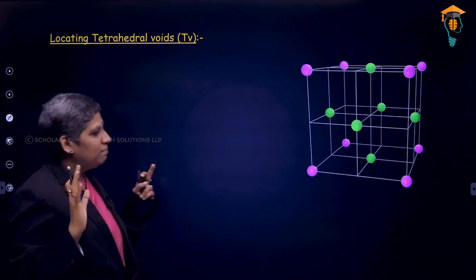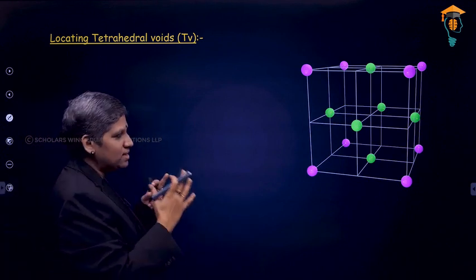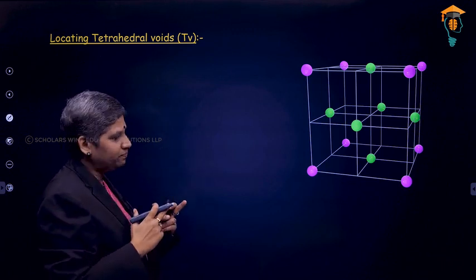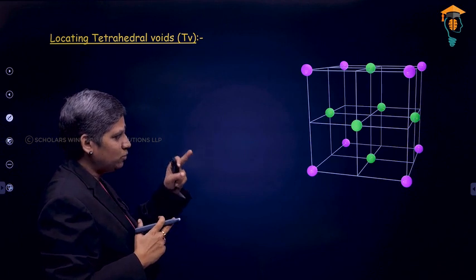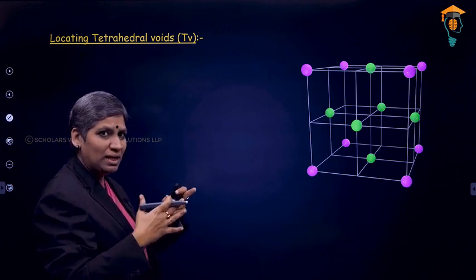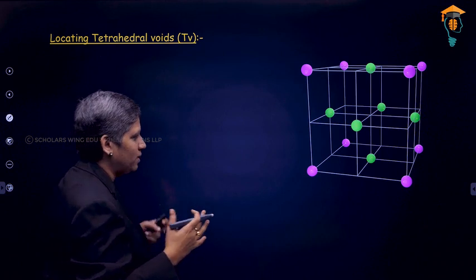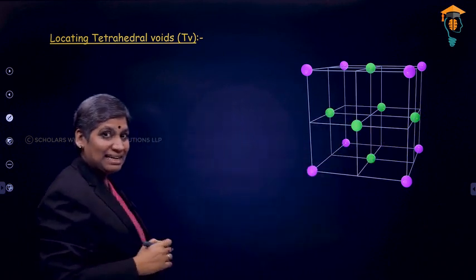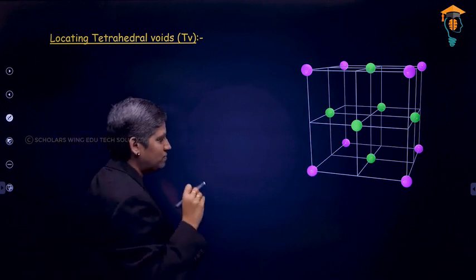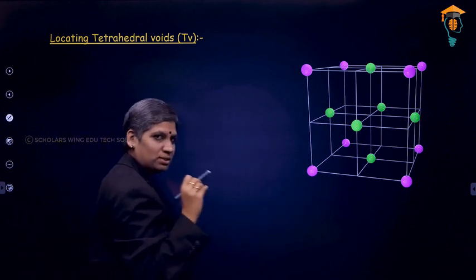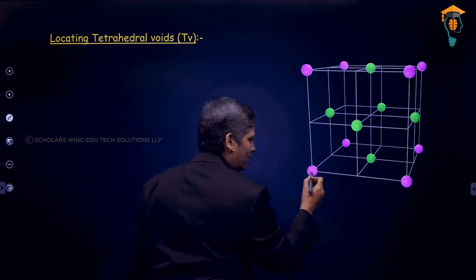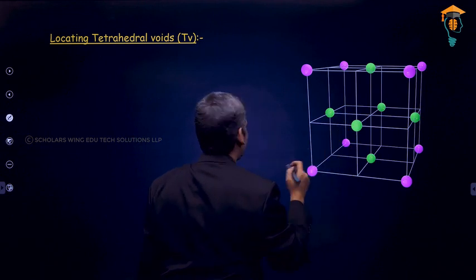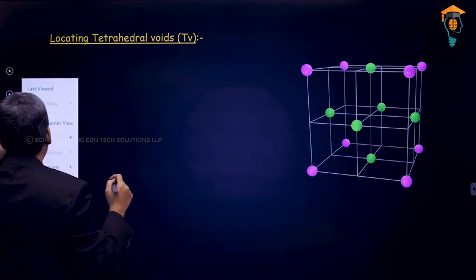Convinced? Okay. But if you watch carefully, in this FCC unit cell, can you see 8 small cubes? Because this entire unit cell is actually subdivided into 8 small cubes. Look here, 4 at the bottom layer and 4 at the top layer. And in each small cube, if you observe carefully, there are only 4 spheres. Where are they? 1 at the corner and 3, right? Let me show in a different color pen.